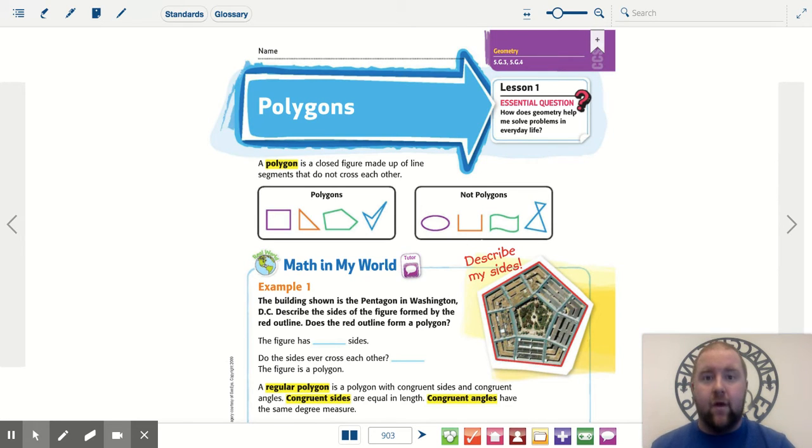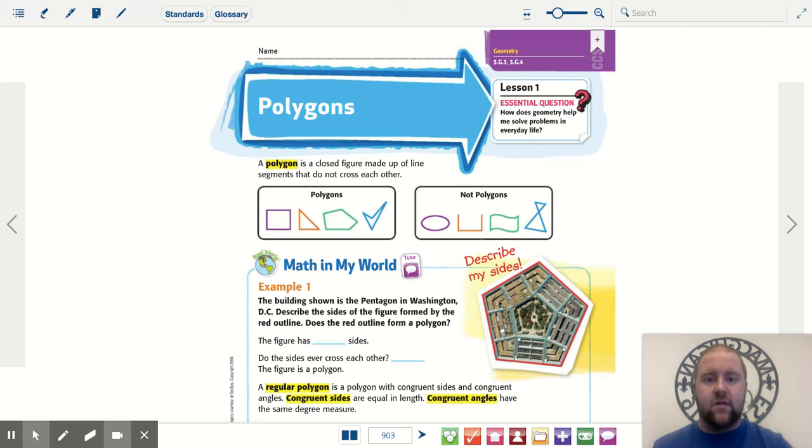It can be made up of line segments, straight lines. So all of these shapes over here have straight lines. These have some curves. You cannot have any curves, so a regular circle would not be a polygon. It has to be straight, and the lines cannot cross each other. If you look over here, these are all straight lines that don't cross. Over here, we've got some curved lines. We've got some open figures, curved, and then right here they cross. So that makes that not a polygon.